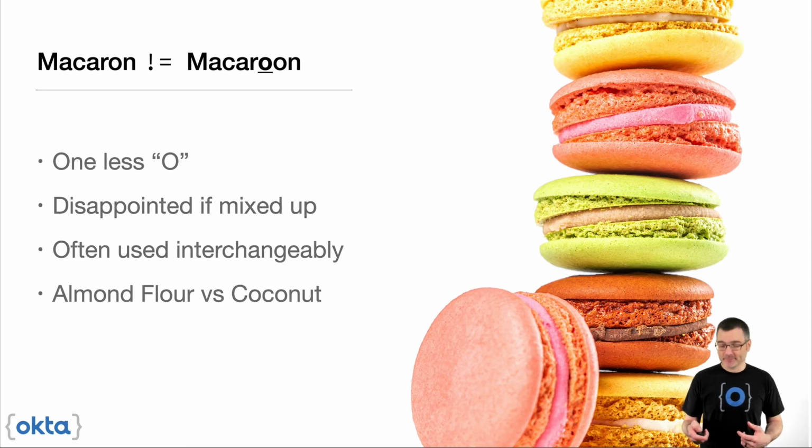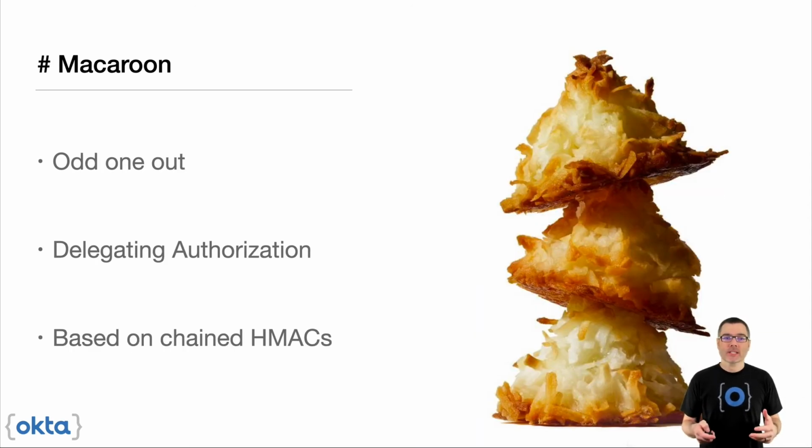coconut blob, right? The first two token types are very similar. This is the odd one out. Focus here is on delegation of authorization. And unlike the other formats, anyone with a macaroon can update it to reduce its scope. This is referred to as attenuation, and it allows flexible access control. I could get a macaroon and then reduce its scope before giving it to you, and then you could use it. All of this is accomplished by chaining together HMACs.